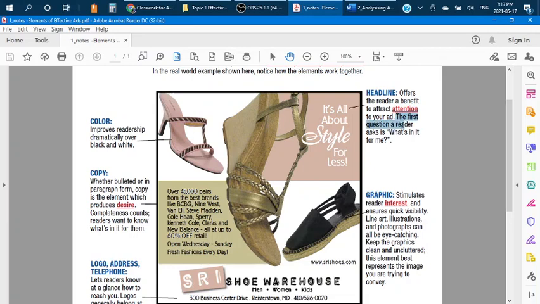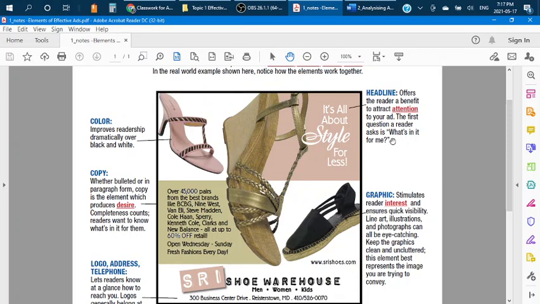The first question a reader asks is, what is in it for me? So when you look at this ad, you see the title, which is telling you it's all about style for less. So what's in it for you in this case? You're getting style for less. And what kind of style? Well, here is a picture of the style they're referring to, which is the shoes.